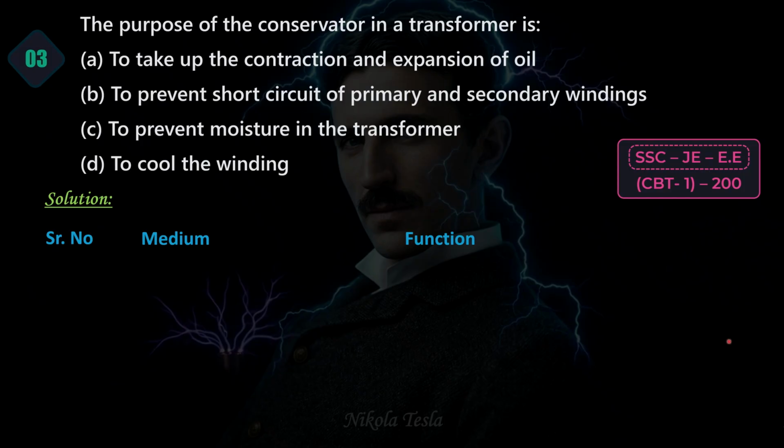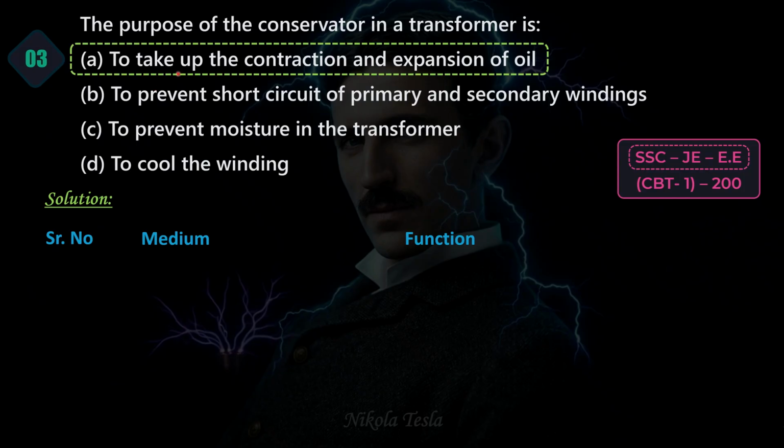On the other hand, when the transformer cools, the oil volume decreases. This is called contraction. In this case, the oil stored in the conservator tank flows back into the main tank to keep it full. Thus, we can say the purpose of conservator tank in a transformer is to take up the contraction and expansion of oil. Now, validate other three options as well.